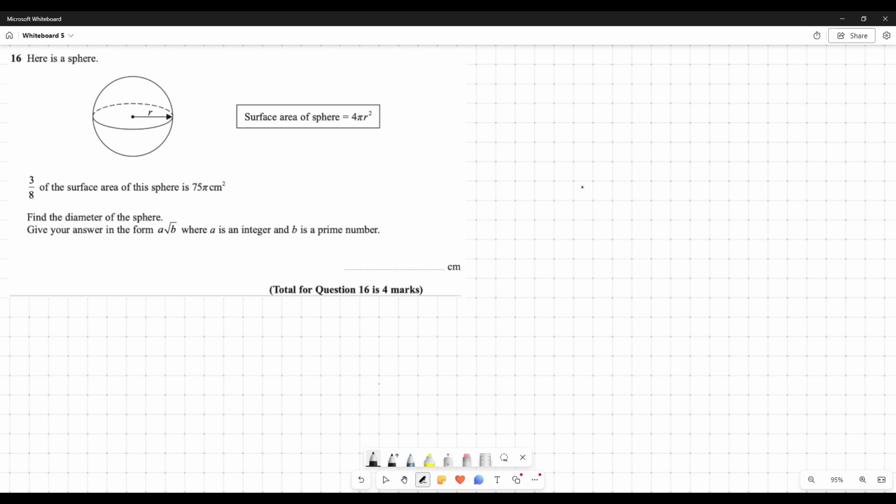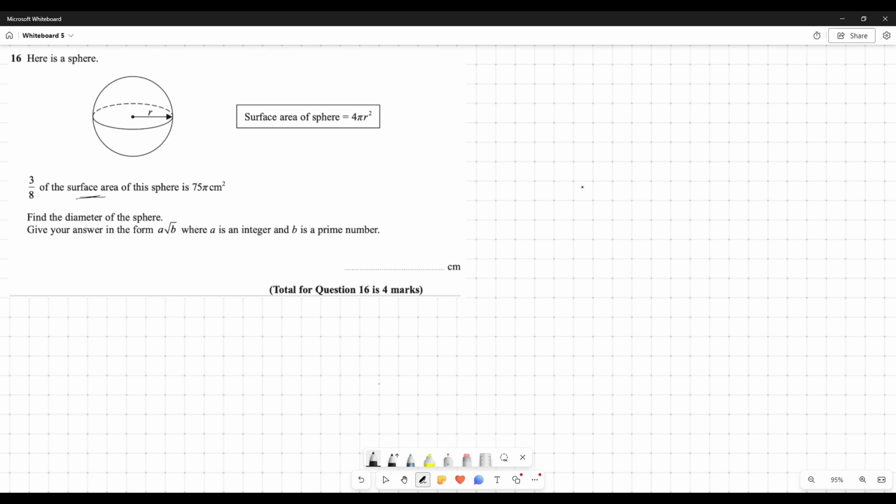Paper 1 non-calculator. So let's get into it. So number 16, here is a sphere. It tells us that 3/8 of the surface area of the sphere is 75 pi centimeters squared. It also tells us the surface area of a sphere. Sometimes it tells it to you and sometimes it doesn't. And find the diameter of the sphere.